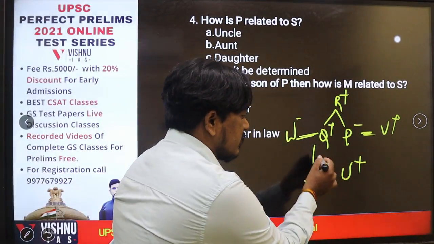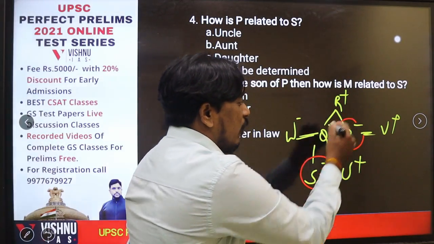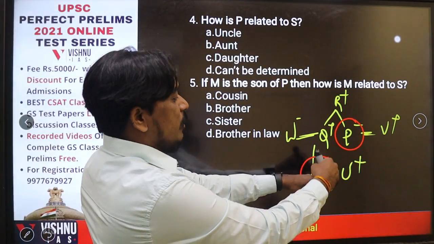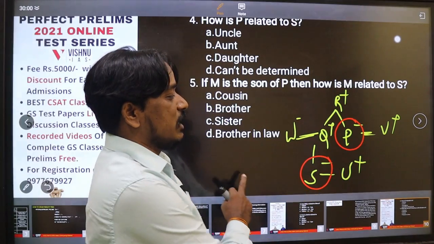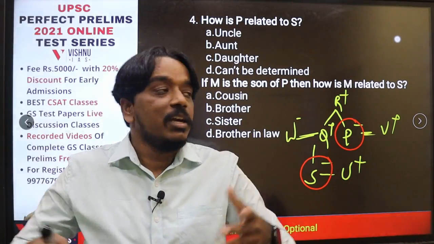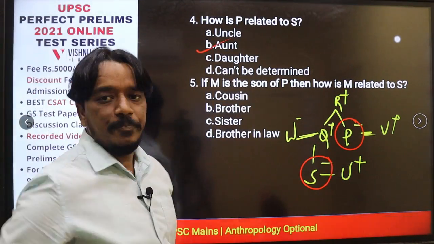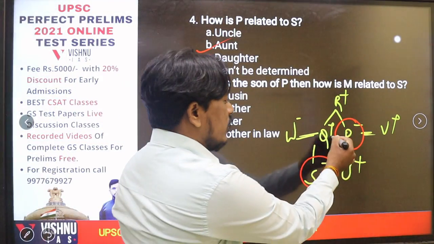How is P related to S? S is here, P is here. How to answer this? My generation, my parents, my father is Q. My father's sister is obviously my aunt. Direct question. So these two are siblings.